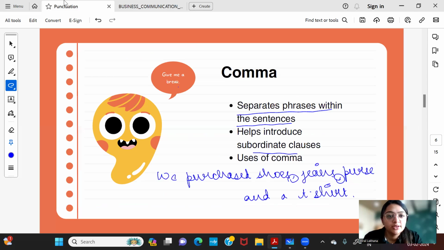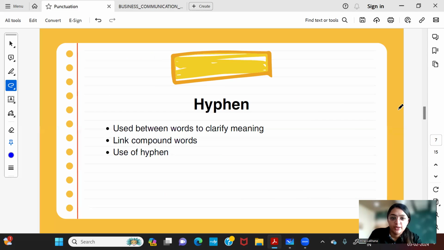Okay. Moving on to the next punctuation mark. So far we saw space, full stop, and comma. Coming to the next one. The next one is hyphen. So hyphen or a dash is a punctuation mark that is used between words to clarify meaning or to link compound words. That is, if we want to link compound words.